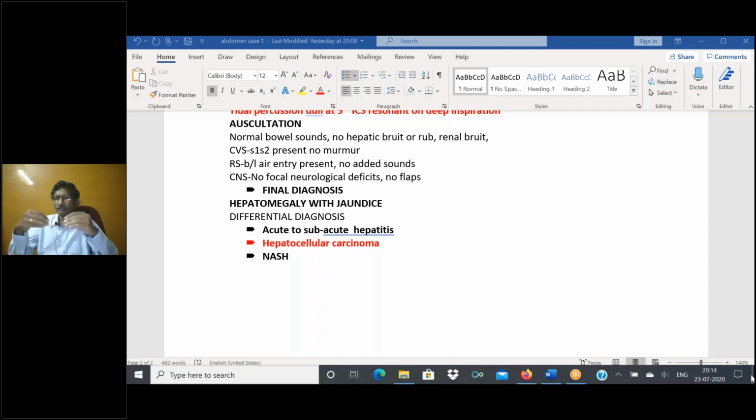Okay. Now, what clues in the LFT will make you think that it is probably chronic? What clues in the LFT will make you think that it is probably chronic? Okay, one, hypoalbuminemia, agreed. Reversal of AG ratio, okay. Hypergammaglobulinemia, agreed. Low albumin, agreed. High globulin, agreed. Anything else?